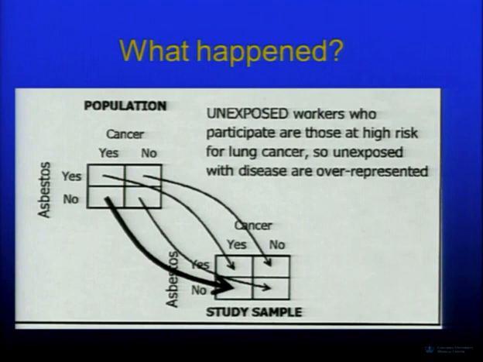So in this particular example, what happened is that the unexposed workers, remember, only half of those joined the study, and the ones that participated were at high risk for lung cancer. That's why they cared enough to be part of the study. So the people that were unexposed and actually end up with disease were overrepresented, and that's what this dark arrow is, and that's why you end up with the bias.